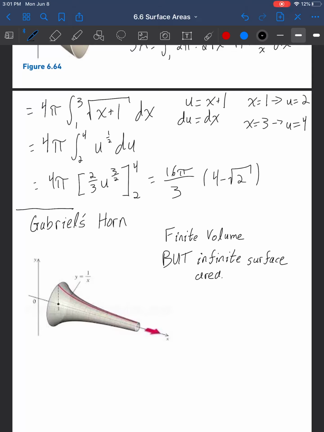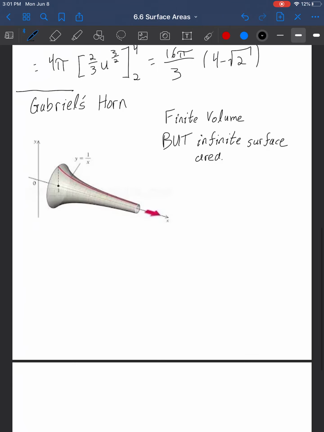Now, obviously, this doesn't work in the real world, right? Paint has atoms in it. It can only get so small. We can't have infinitely long shapes in the real world. But it's still an interesting thing to think about, that we can have these shapes with finite volume, but infinite surface area. Okay, so this has a slight review because we will calculate the volume of Gabriel's horn.